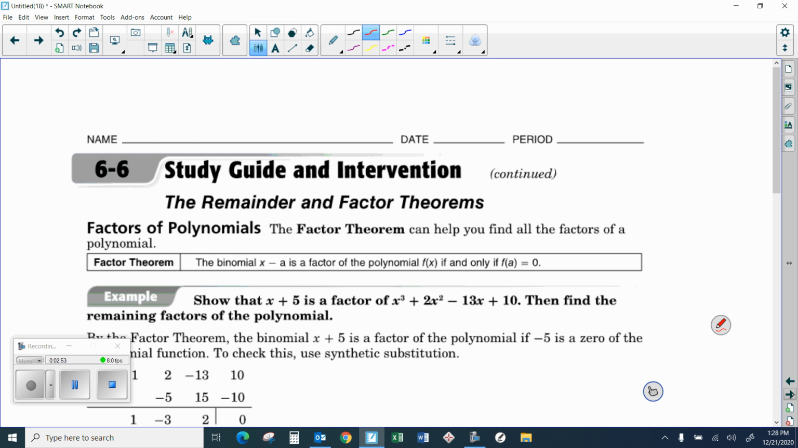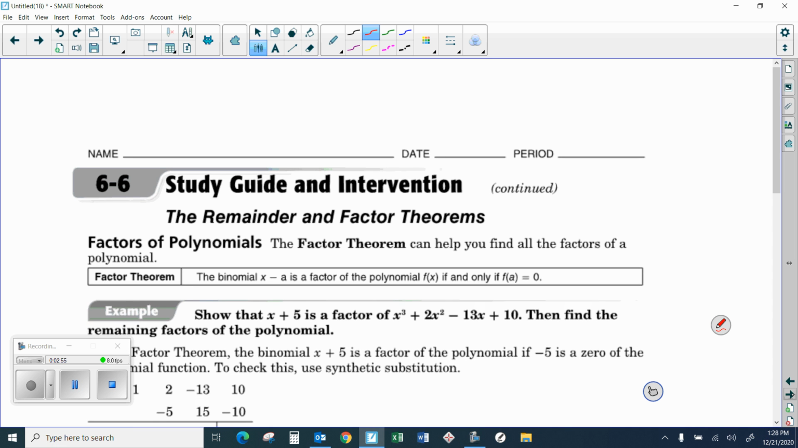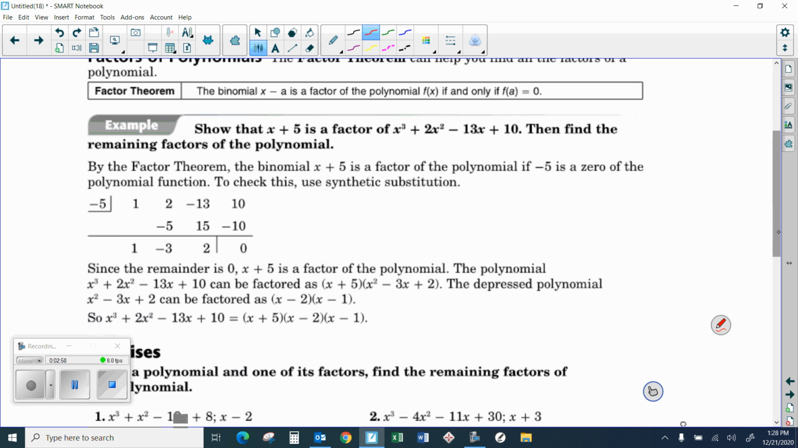Factors of polynomials. The factor theorem can help you find all the factors of the polynomial. Okay, show that x plus 5 is a factor. If x plus 5 is a factor, then the remainder is 0. That's how you show it. Then find the remaining factors. Then you take the answer, what's left. So after I plug in, remember you go right in order, 3, 2, 1, 0. So it's 1, 2, -13, and 10. No missing terms, so I don't have to plug in 0 anywhere. Drop it down, -5 plus 2, then it's -3. That's 15 minus 3 is 2, -10 plus 10 is 0.